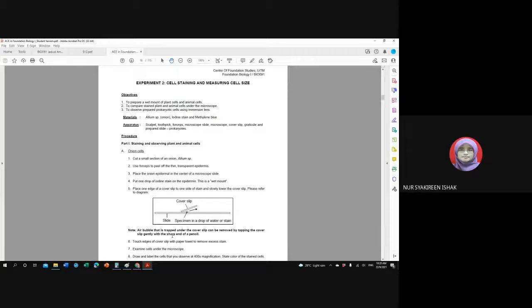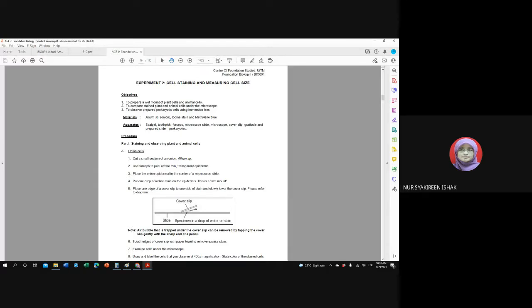The scientific name is Allium species, and then iodine, and then methylene blue. The purpose of using iodine and methylene blue is to dye the cell. Both plant cells and animal cells have a nucleus.